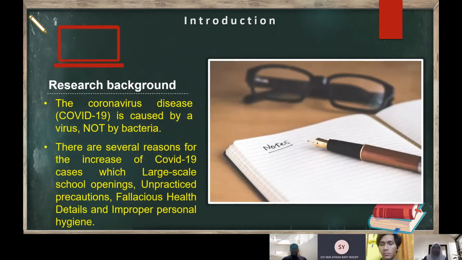Hi, I am Atira. First, I would like to start the presentation by explaining what COVID-19 is. The coronavirus disease is caused by a virus, not a bacteria. Coronavirus disease 2019, a novel pneumonia disease originating in Wuhan, was confirmed by the World Health Organization on 12 January 2020, before becoming an outbreak in all countries.